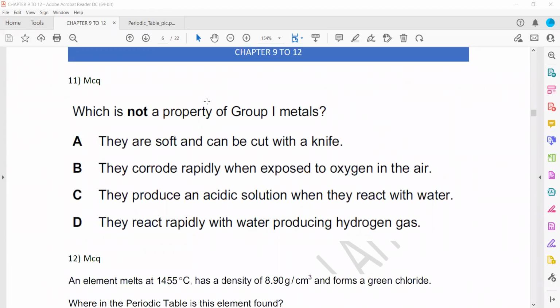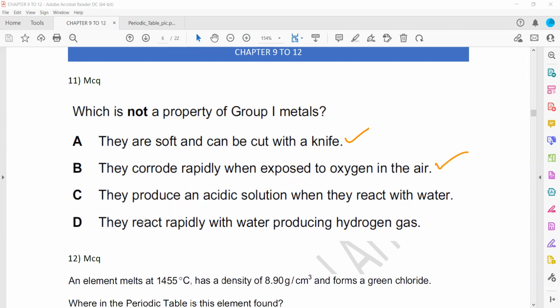Question 11, which is not a property of alkali metals? So which is not the property of alkali metals? They are soft and can be cut by a knife. That is true, because alkali metals we can easily cut with a knife. The second one, they corrode rapidly when exposed to oxygen, like they react quickly when they are exposed to oxygen in air. That is also true.